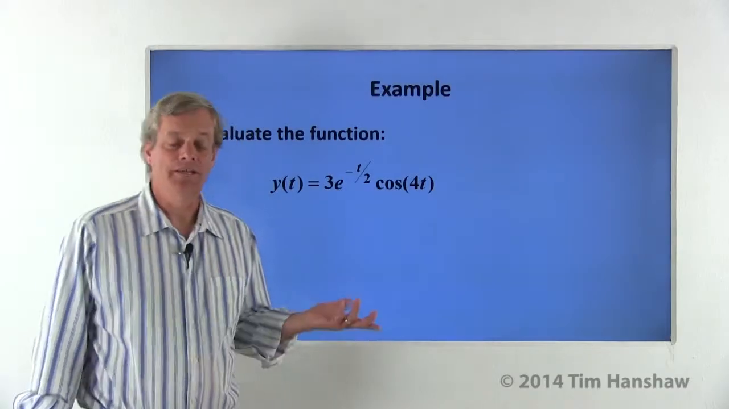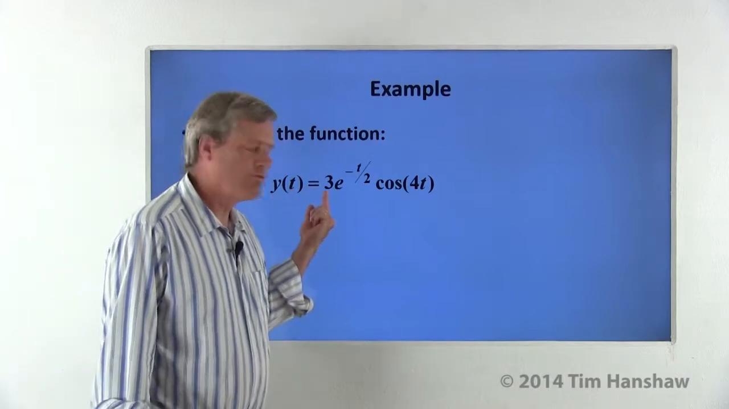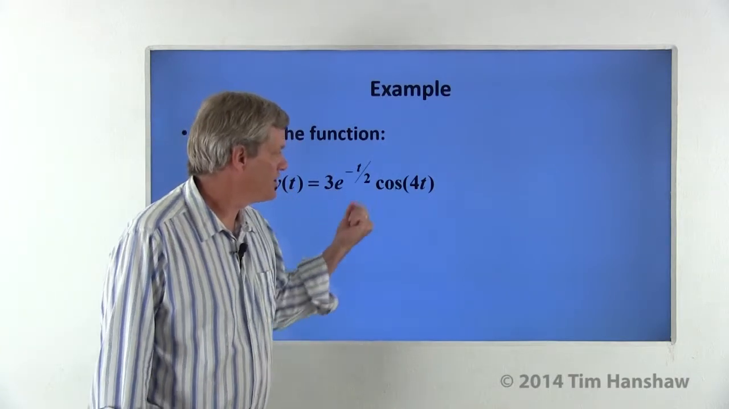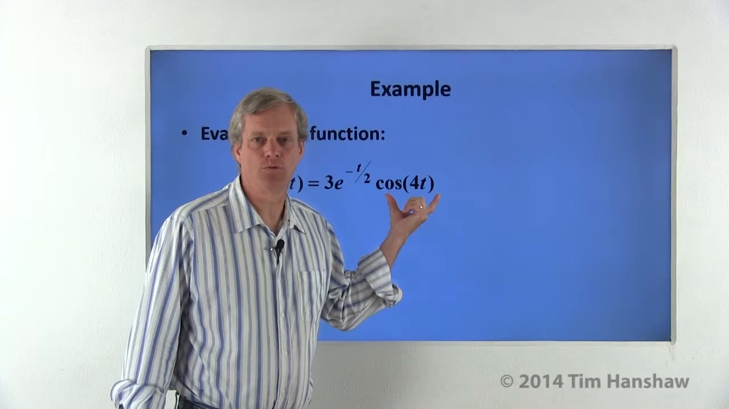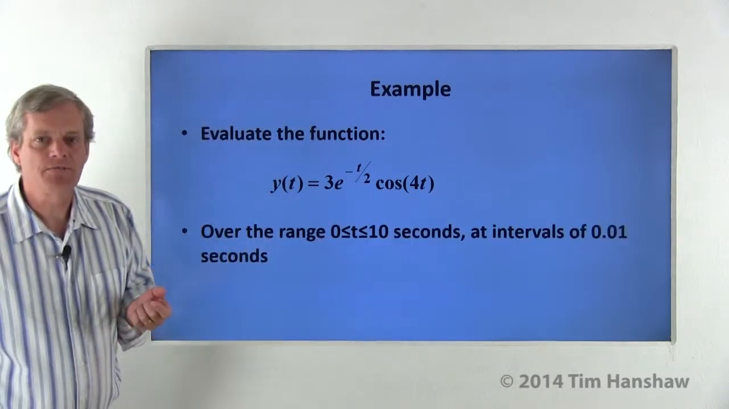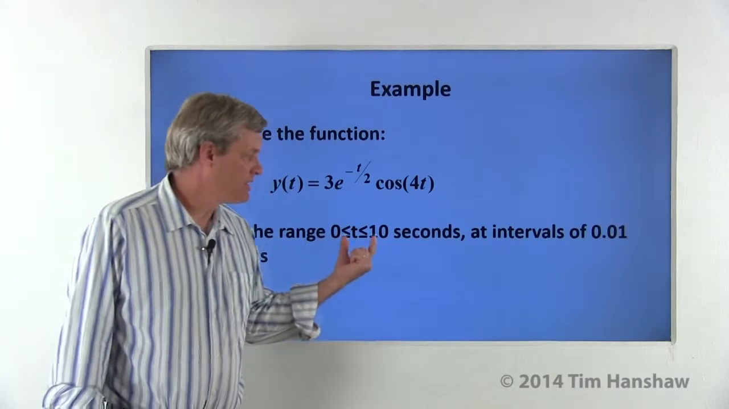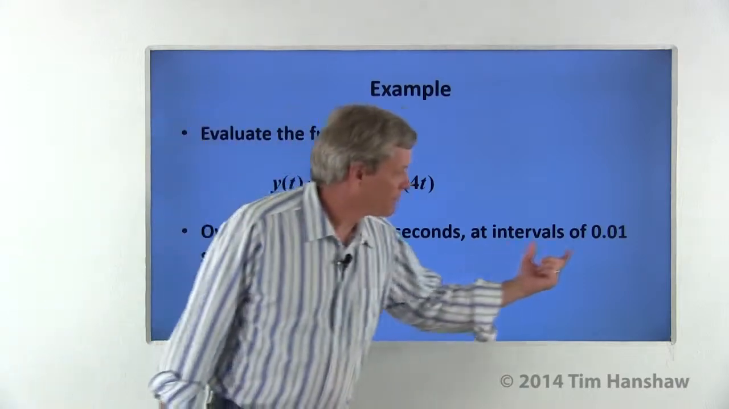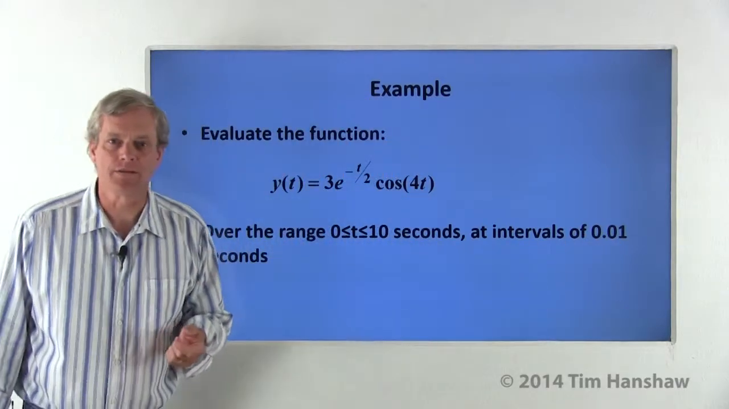As an example, let's evaluate the function y of t is equal to 3 times e to the minus t over 2 times the cosine of 4t. We'll evaluate this function over the range of time 0 to 10 seconds at intervals of 0.01 seconds.